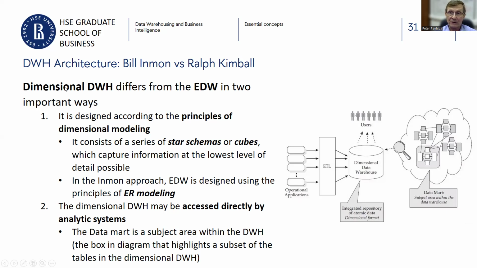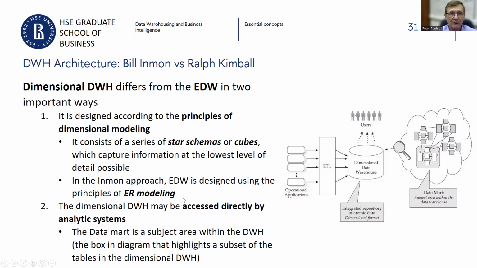And a dimensional data warehouse is a series of star schemas or cubes, which are here in a cloud on this diagram. So all of these star schemas are inside the data warehouse in this case. And star schemas capture information about your business process, about entities, if you want, in your business process, all components at the lowest level of detail possible. In the Inmon approach, this is relational modeling, entity relation model.